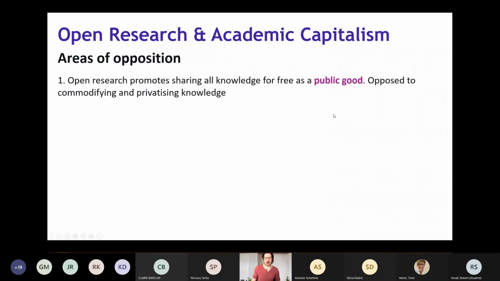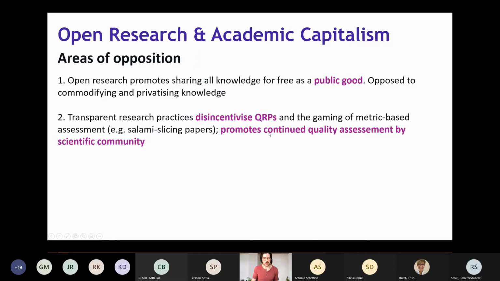The first, and most obvious one, I think, is that open research, in its name, promotes sharing all knowledge for free as a public good. So it's completely opposed to any kind of commodifying or privatizing knowledge and keeping it locked behind paywalls, which, as we've mentioned, is a part of that academic capitalism. Working openly and transparently disincentivizes questionable research practices and researchers gaming the metric-based assessment of research in this academic capitalist way.